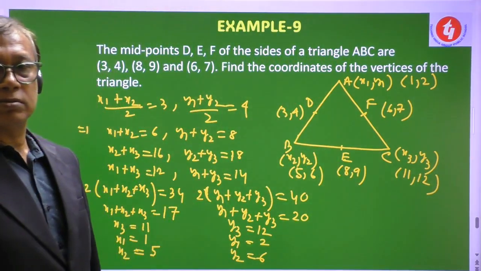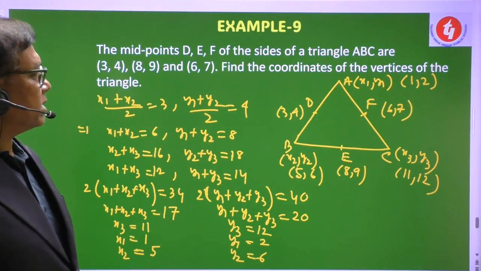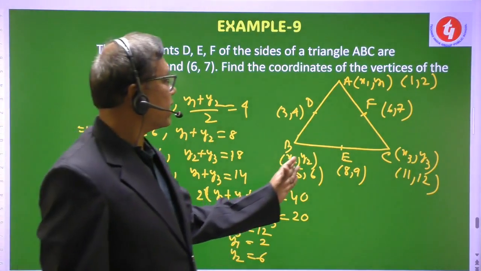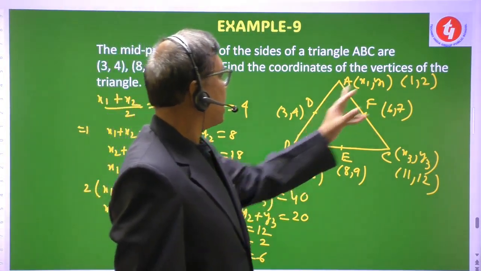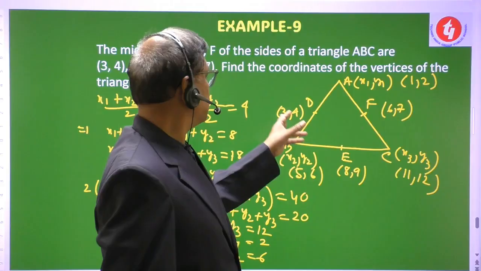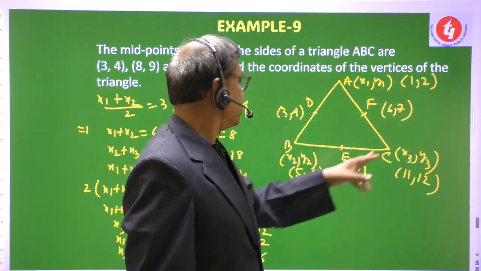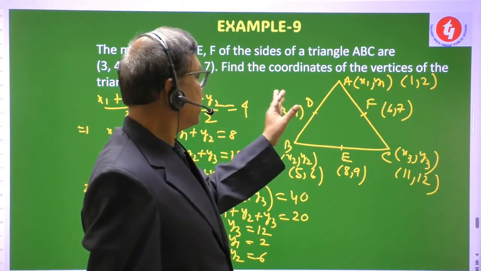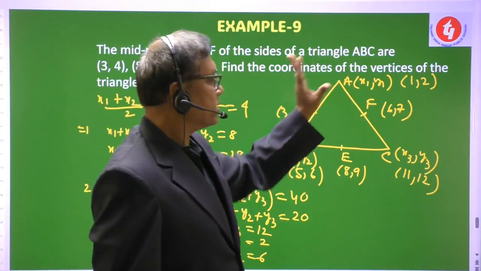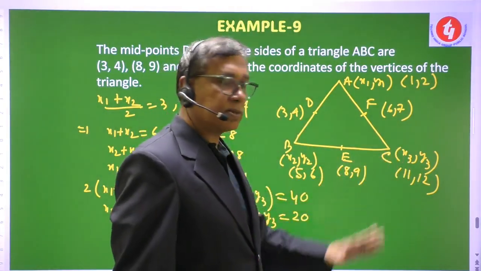These are the coordinates of 3 vertices. Yes. We can verify our answer is right or wrong. See here, 5 plus 1 by 2, that is 6 by 2, 3, and 6 plus 2 by 2, that is 8 by 2, that is 4. Yes, matching. That means these 2 vertices are right. Similarly, we can check these vertices also.